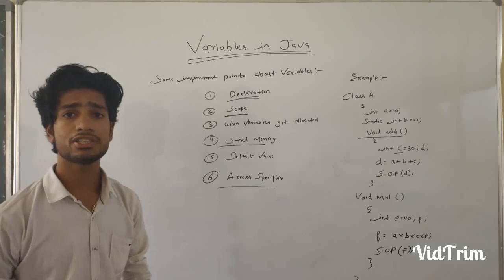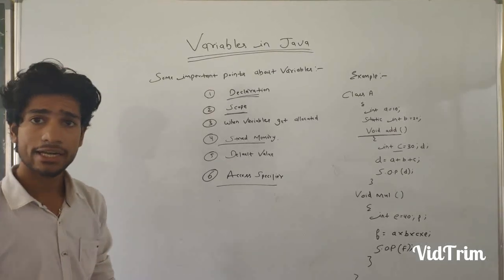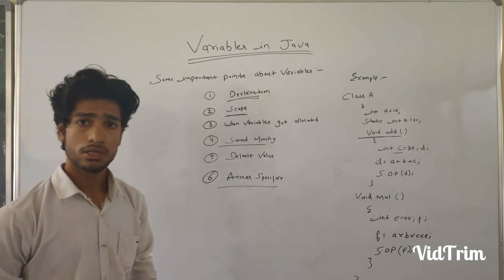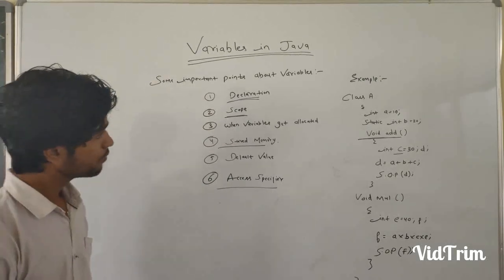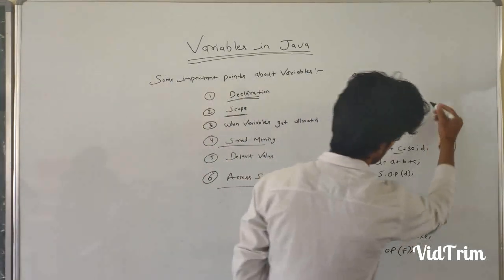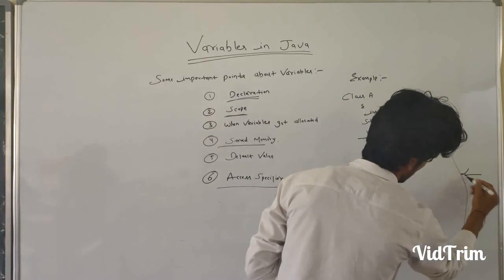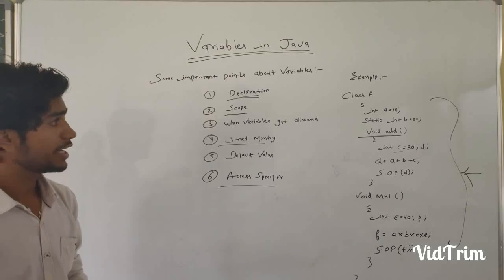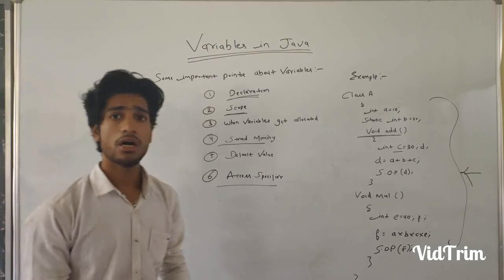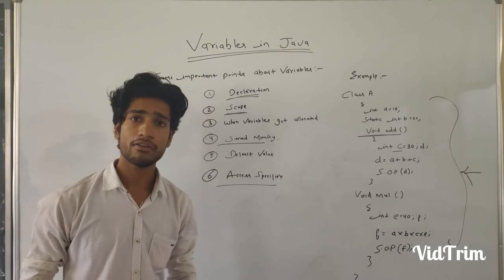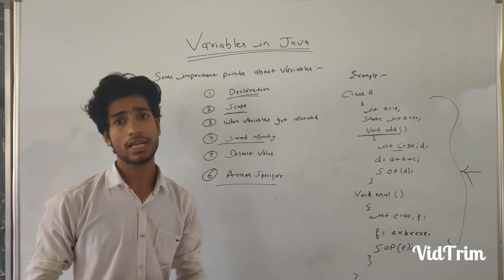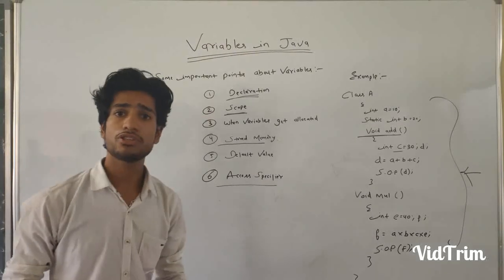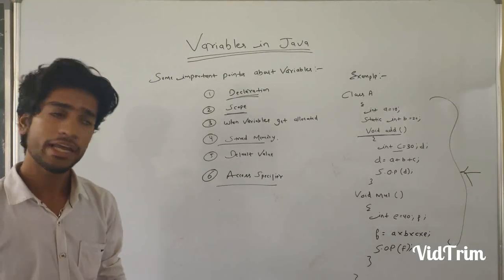Now we will study instance variables. Declaration. What is the declaration for the instance variable? They are directly declared in the class. And what is the scope for the instance variable? The scope for the instance variable is within the class. They can be used within the class. And when do variables get allocated? Instance variables are allocated when the object of the class is created. And where is the instance variable stored? They are stored in heap memory.